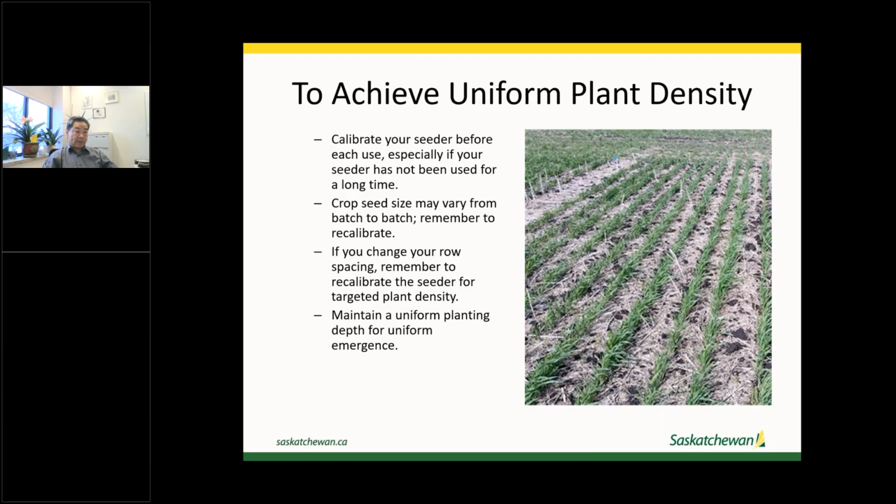In order to maintain a uniform plant stand, the planting depth should be kept consistent.